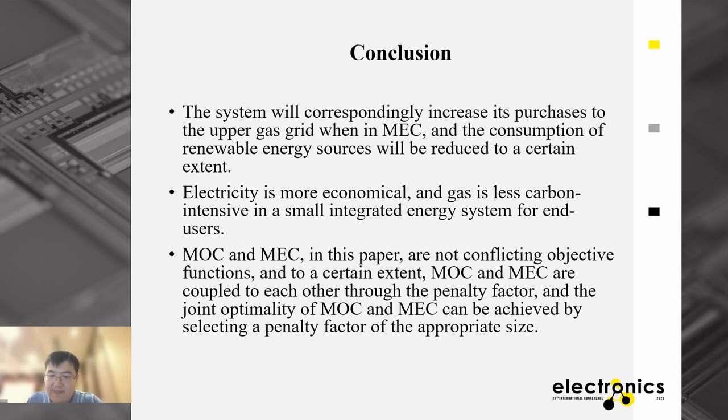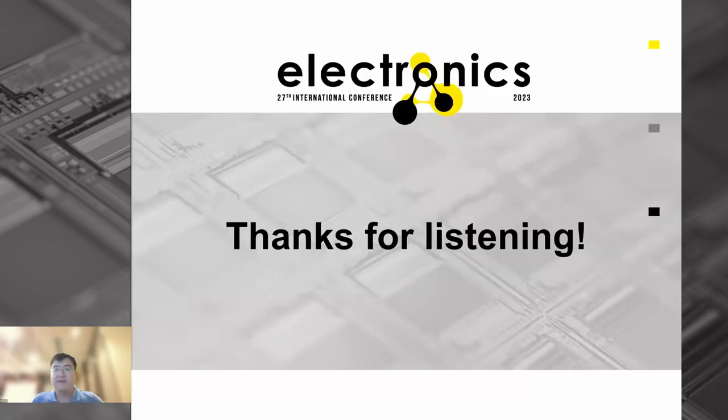And secondly, electricity is more economical and gas is less carbon intensive in a small integrated energy system for end users. And thirdly, the MOC and the MEC in this paper are not conflicting objective functions. To a certain extent, MOC and MEC are coupled to each other through the penalty factor, and the joint optimality of MOC and MEC can be achieved by selecting a penalty factor of the appropriate size. Okay, thanks for listening.